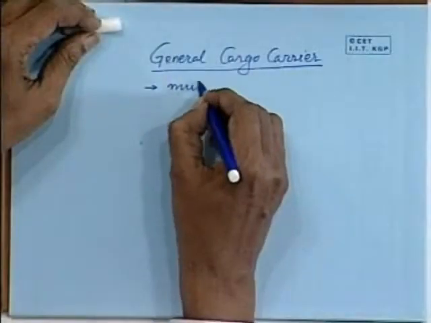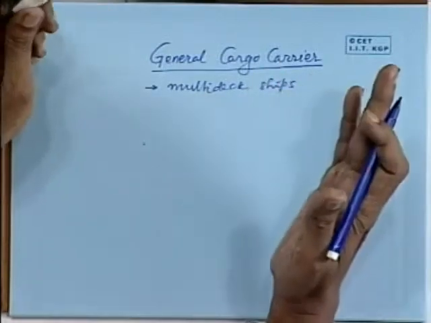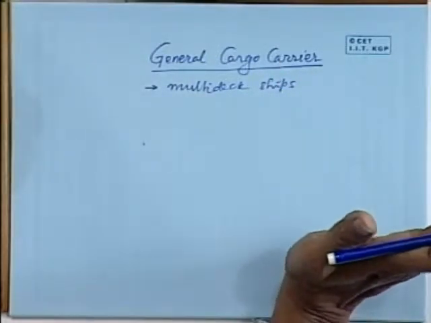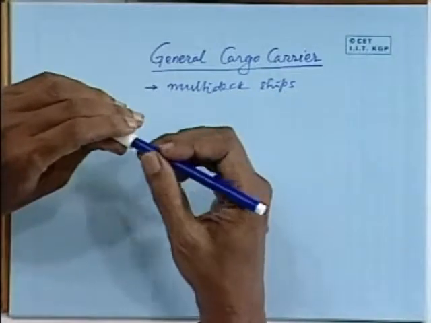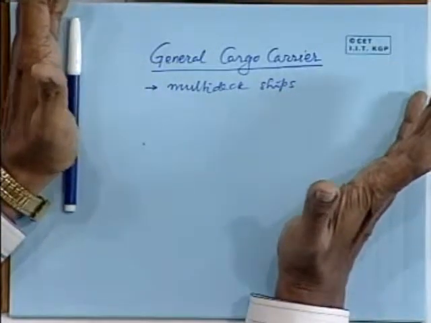So, you see, this leads to multi-deck ships. Straight away, we can say we can give more floor area if we have a number of decks. As soon as you have a large number of cargo, essentially to handle this, you require cargo handling gear. And the efficiency of the ship will depend on how quickly you can load and unload the ship, and also accessibility of the cargo handling gear to the cargo you want to unload.